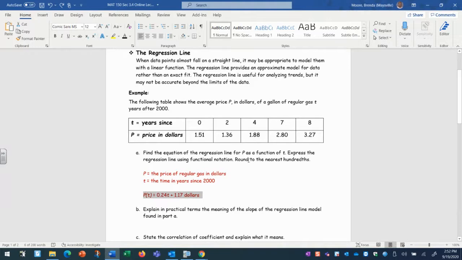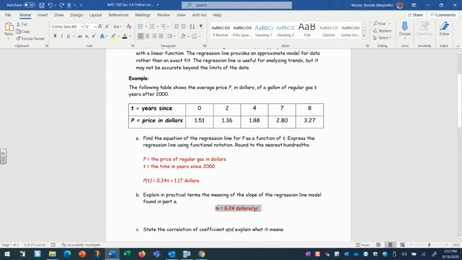Explain in practical terms the meaning of the slope of the regression line model found in part A. Well, first of all, we have to identify our slope. The slope is the coefficient of the independent variable T. That's 0.24. The units, dollars per year. Whenever you write your slope down, please include your units.